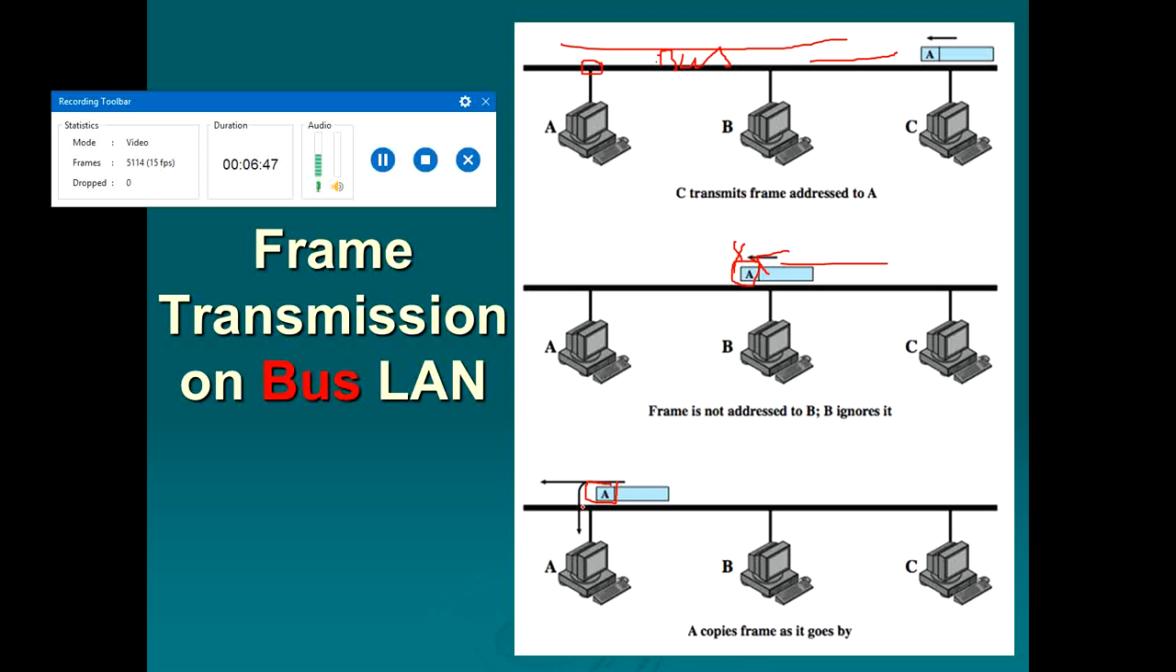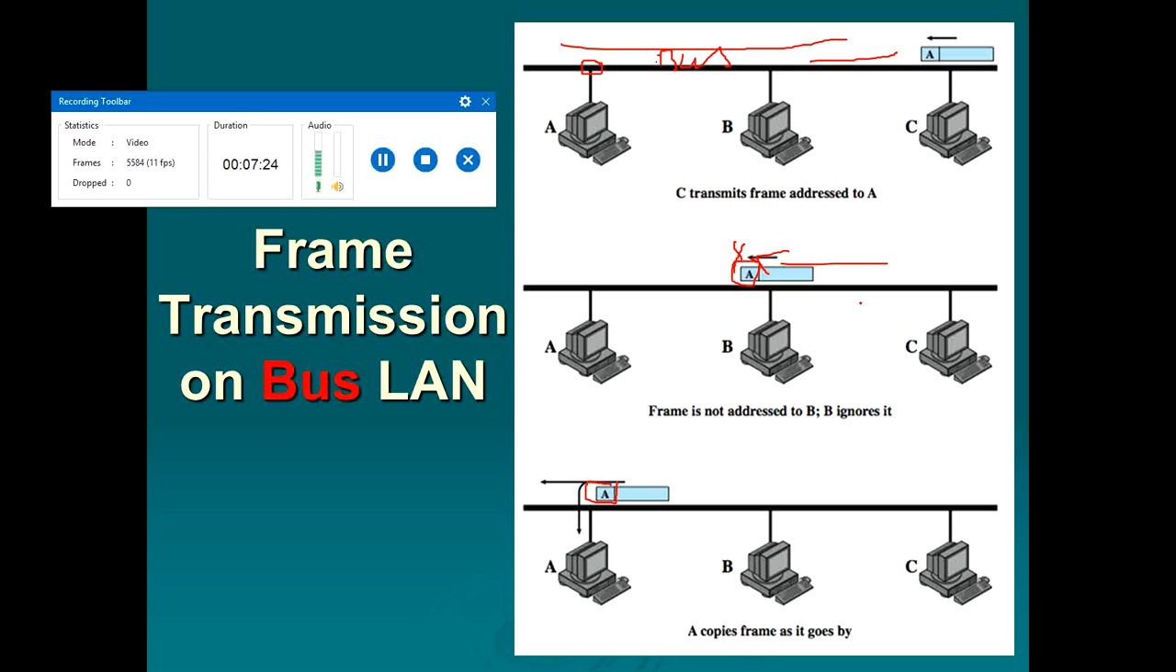So A, on the other hand, sees that the frame is addressed to itself, so it will copy the data from the frame as it goes by. So with bus or tree, no special action has to be taken to remove the frame from the medium. When the signal reaches the end of the medium, it is absorbed by the terminator. So there is no special action needed to remove the frame from the medium. It is absorbed by the terminator. So this is how the bus transmission works.